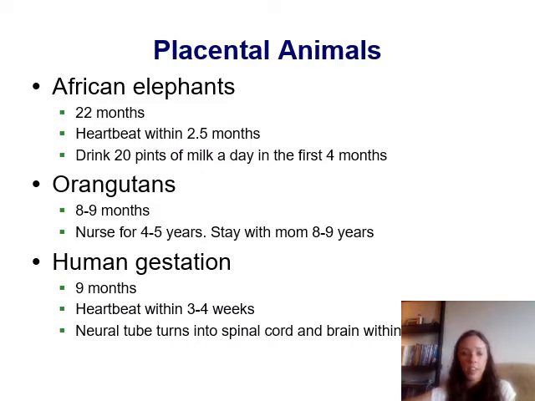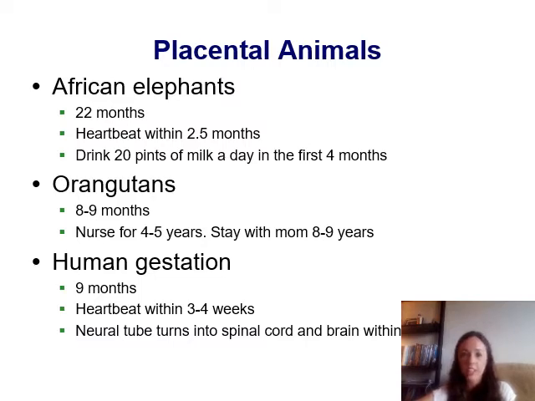African elephants and orangutans are other examples of placental animals. An African elephant's gestation period is 22 months. You can detect a heartbeat within 2.5 of those months. And African elephant babies will have to drink 20 pints of milk a day within the first 4 months.